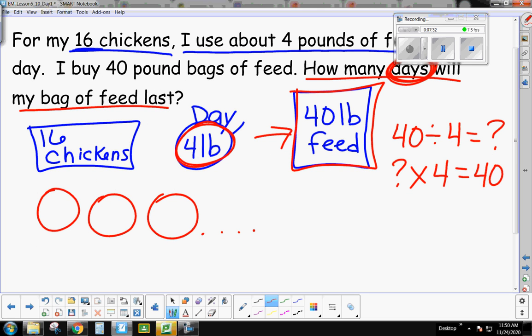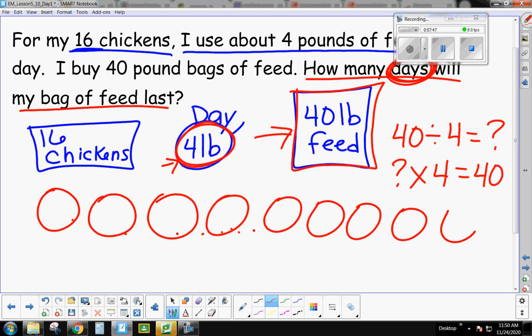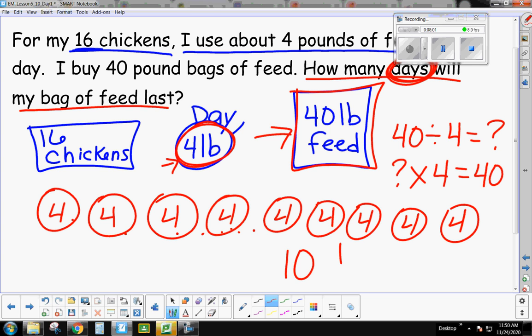All right, so I know that it's going to take 10 days, 10 of these circles to equal 40. And if I go ahead and finish this out, I'll count this as my 1, 2, 3, 4, 5, 6, 7, 8, 9, 10. And if I put 4 pounds each day, does that make sense that it takes 10 days to equal 40 pounds? Okay, and yes, it does. So my answer is 10 days.